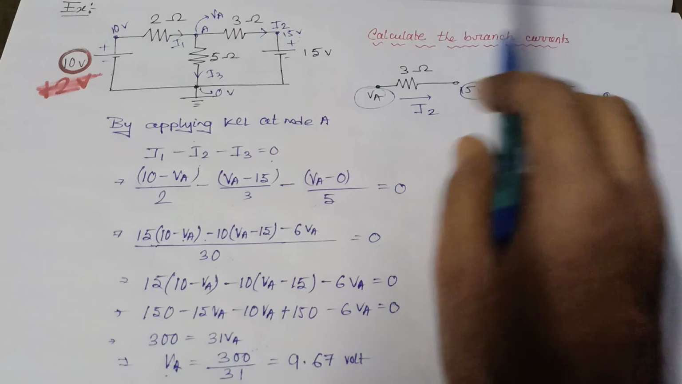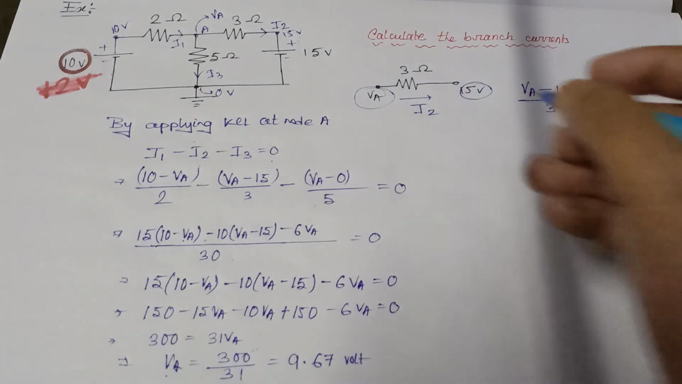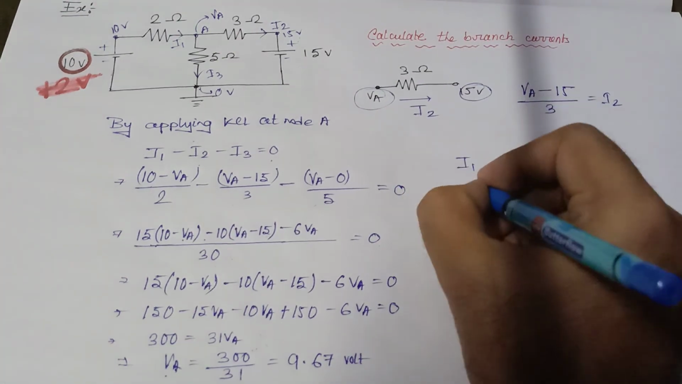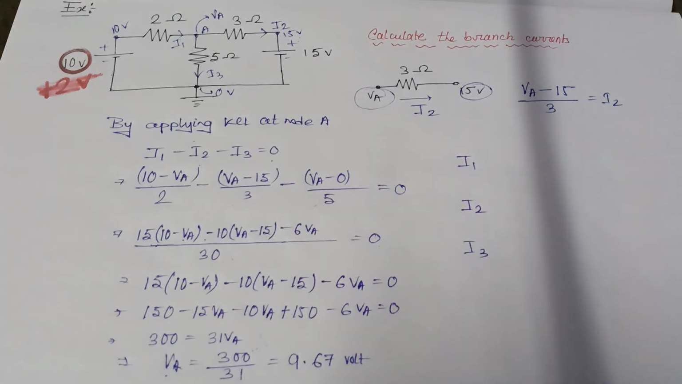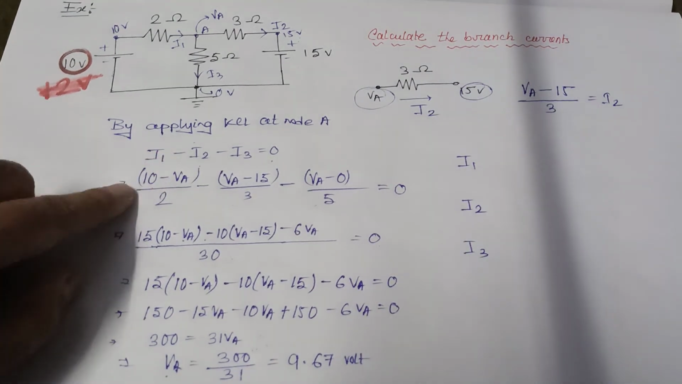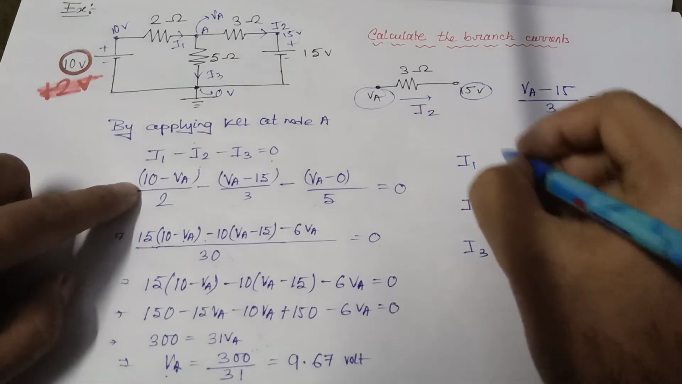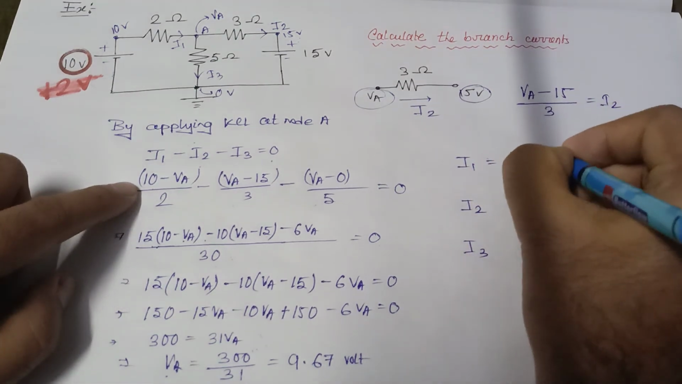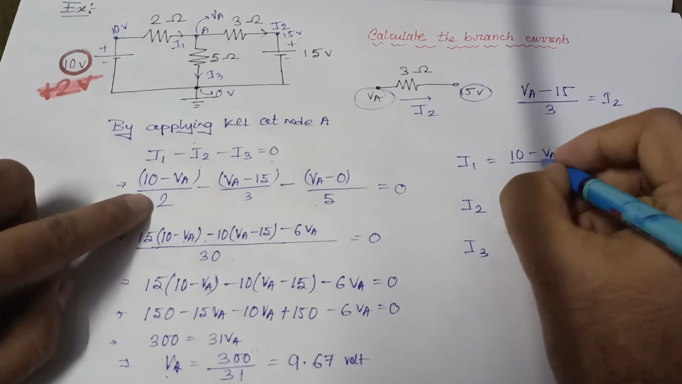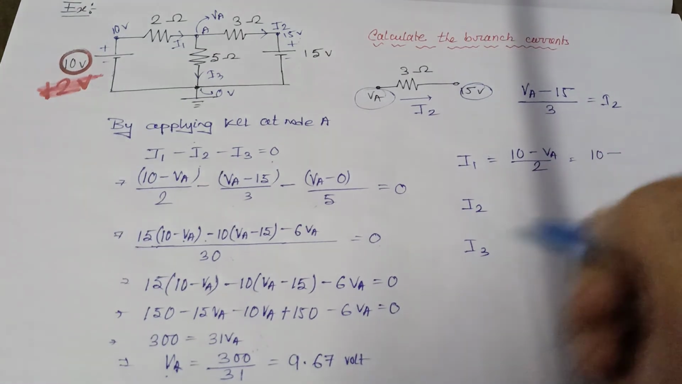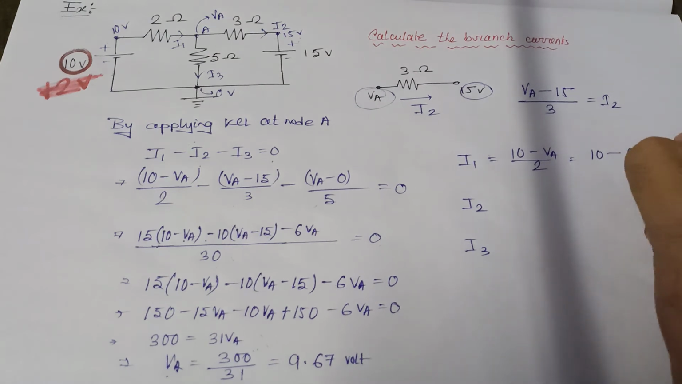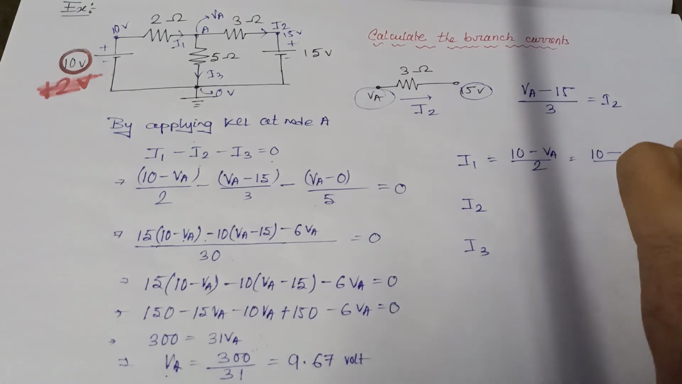Now see, the question is to calculate the branch current, which means you have to calculate I1, I2 and I3, which is very simple. See, what is I1? I1 means 10 minus VA divided by 2. So 10 minus, what is the value of VA? 9.67, by 2.